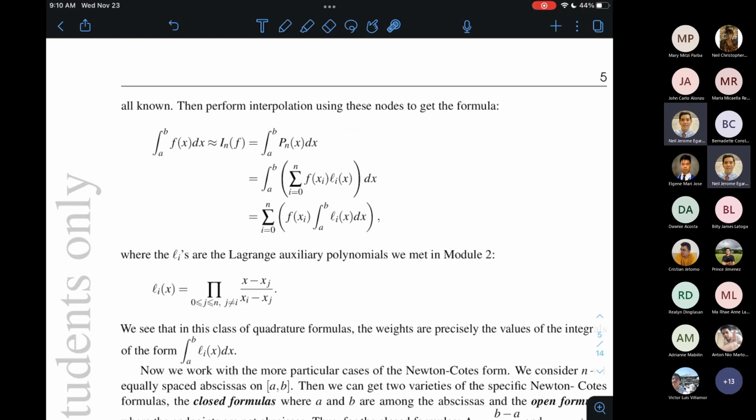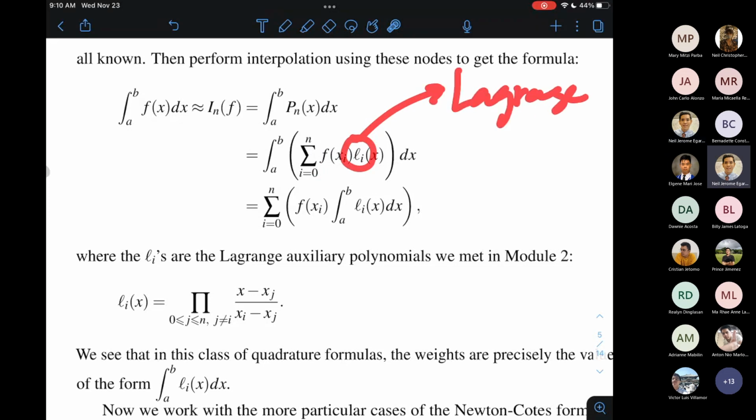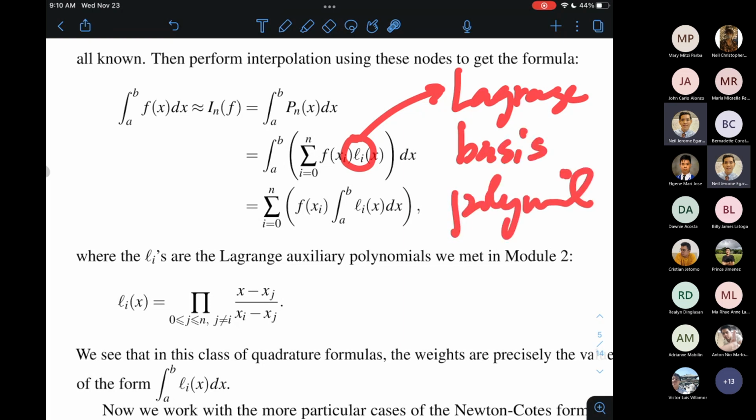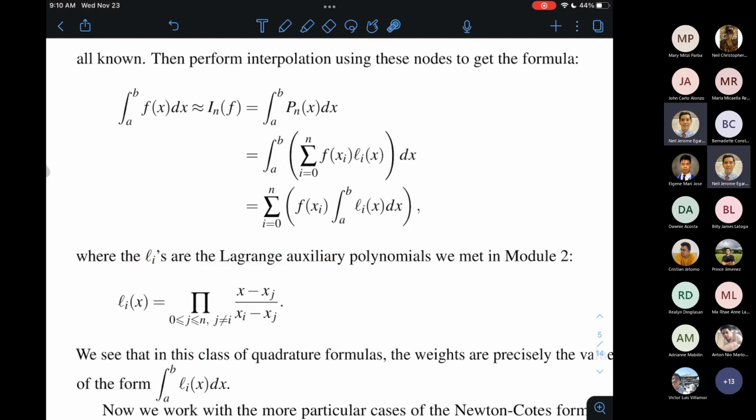Tapos natutunan natin sa chapter 1, yung P-sub-n, meron siyang Lagrange form. Ano yung Lagrange form nun? It is just the summation of the given function values or the chosen function values times little L sub i, where little L sub i are our Lagrange basis polynomial, if you still remember it from chapter 1. Ito yung itsura ng Lagrange basis polynomial, yung multiplier dito sa summation na to.